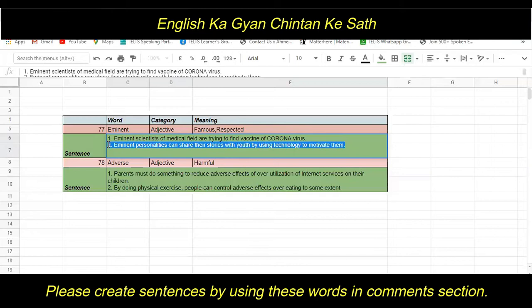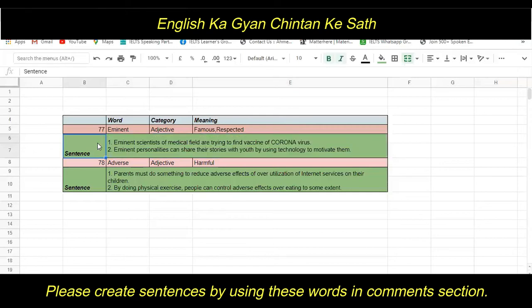And it is very easy to connect with people right now by using social media platforms and technology and all those things, which was not the case in earlier days, right? So these are the two sentences for the eminent word.